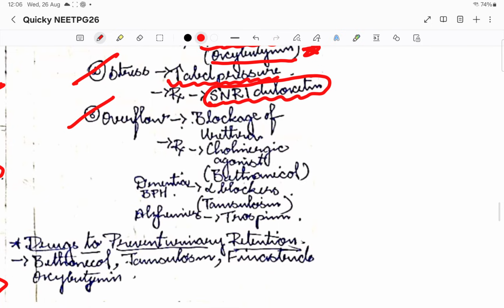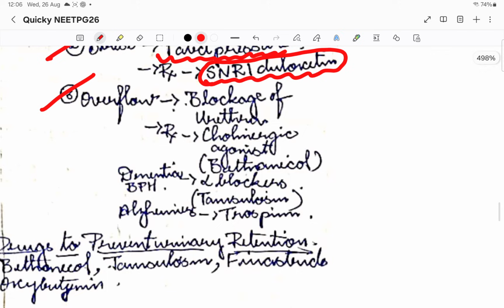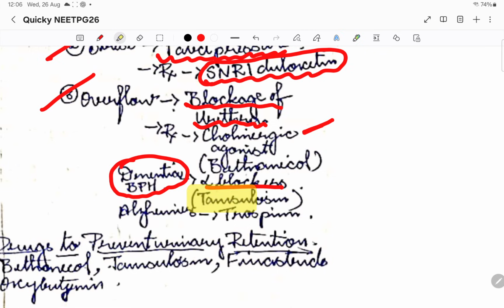Then there is overflow incontinence, where there is some blockage in the urethra. For example, BPH, or a stone, or a stricture. This might lead to overflow incontinence, where we can give cholinergic agonists, that is bethanechol and the like. Bethanechol and alpha blockers can be given. Basically we are trying to treat BPH here, so we are going to give an alpha blocker, especially please remember the name tamsulosin. Tamsulosin is very important.